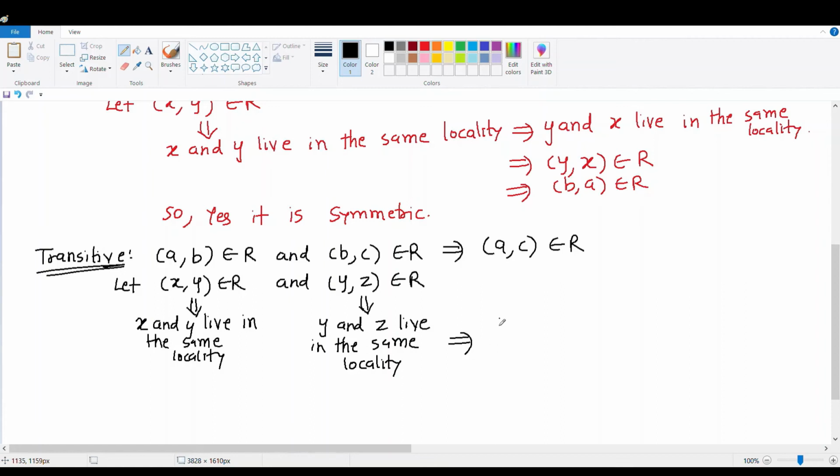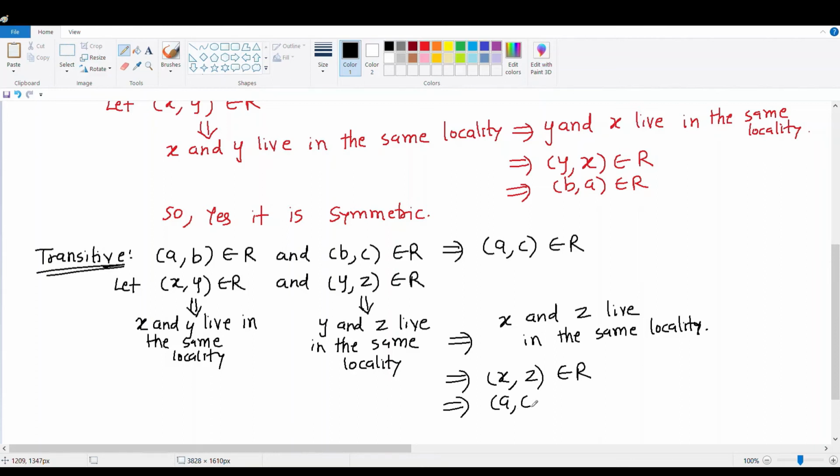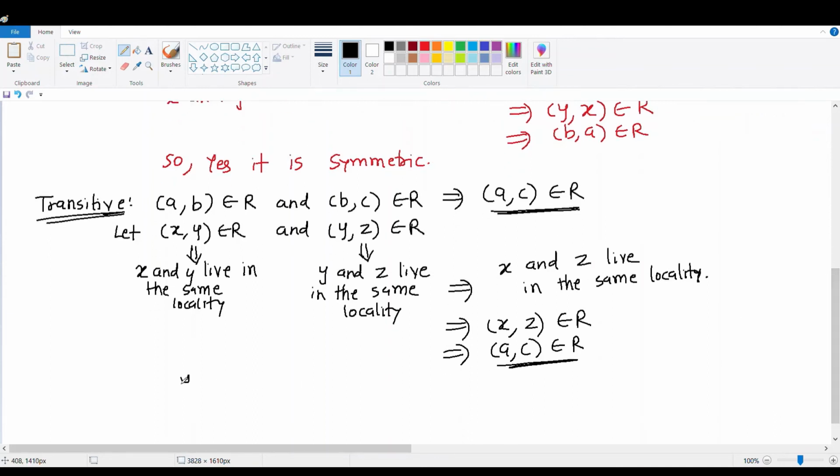So this implies that X and Z live in the same locality, and that means X comma Z belongs to R. That means A comma C belongs to R, because we took X instead of A and we took Z instead of C. So A comma C belongs to R. That's what we were supposed to prove, and we got it. So yes, it is transitive as well.